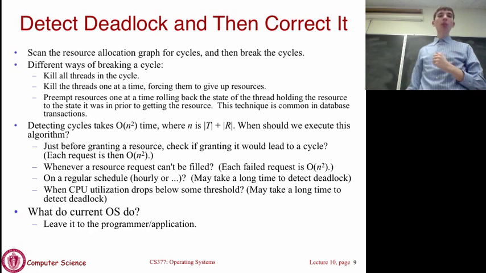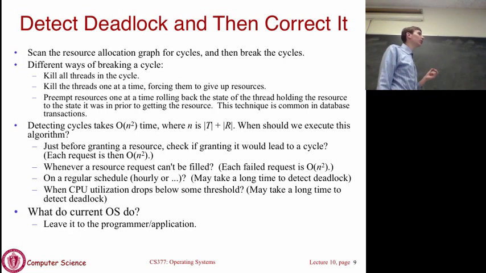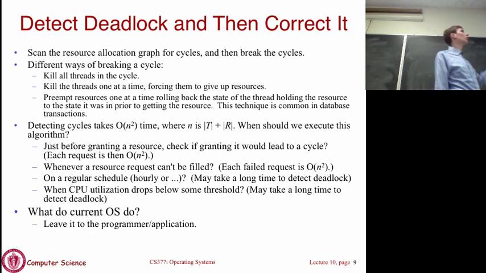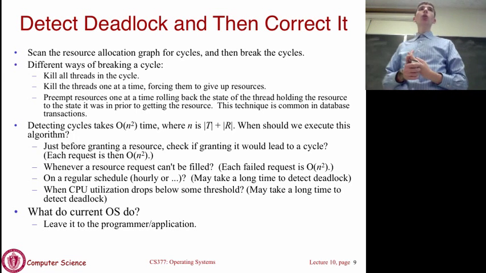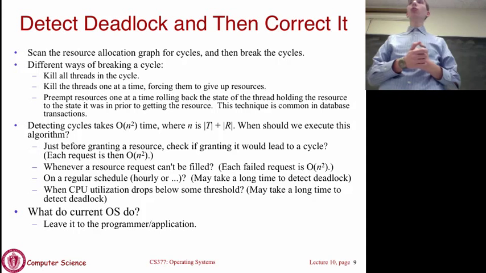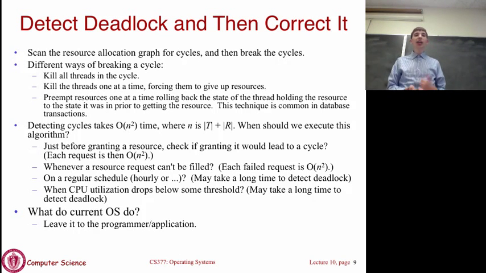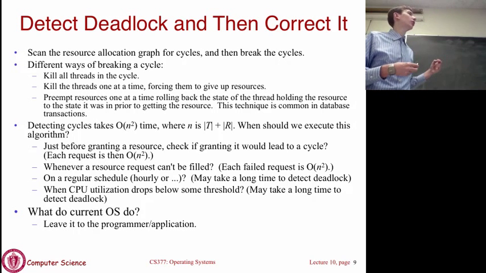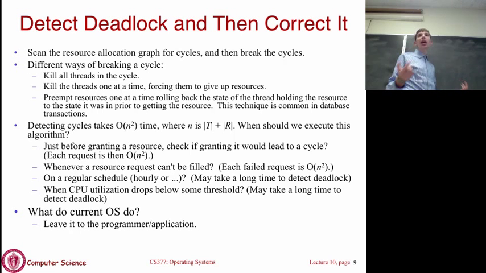Now, one problem we have is that to actually detect cycles takes order n squared time in the number of threads and the number of resources. So when you have a lot of threads and a lot of resources, which is certainly a possibility, it can actually be pretty expensive to actually go in and detect cycles. So one question we have to decide is how or when are we actually going to run some cycle detector to actually try to detect a possible deadlock.